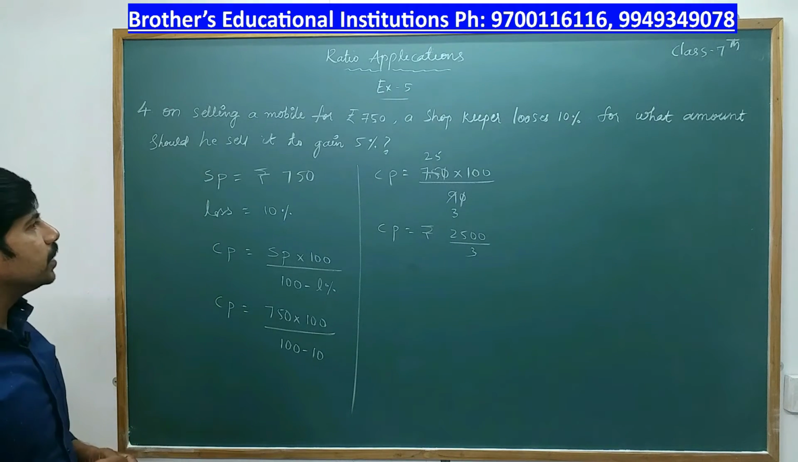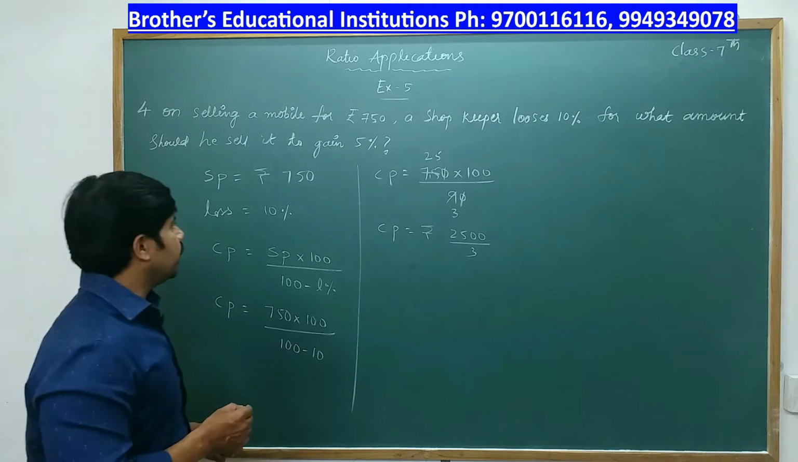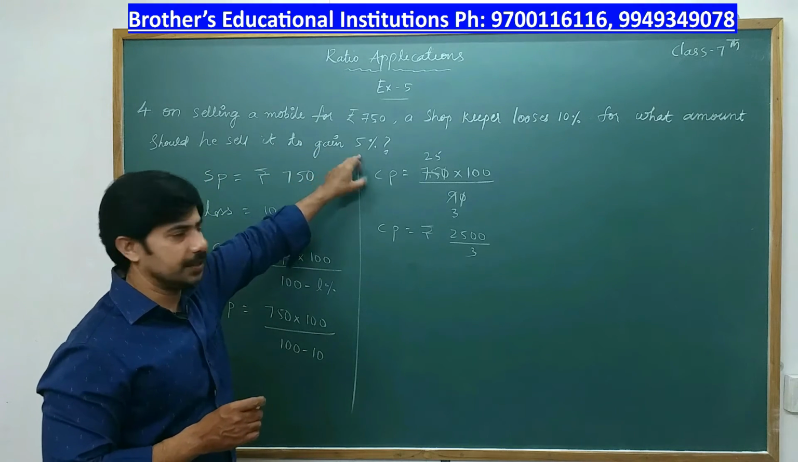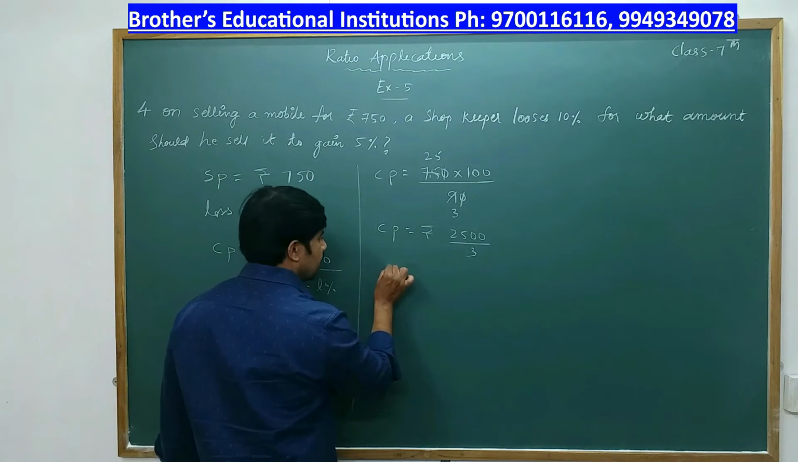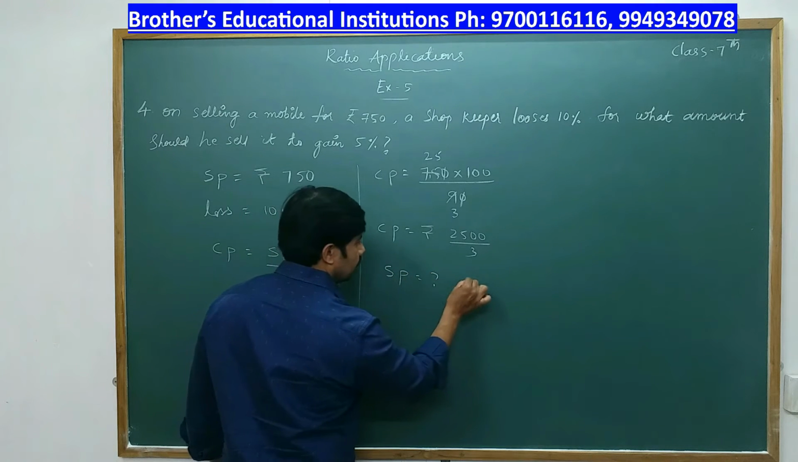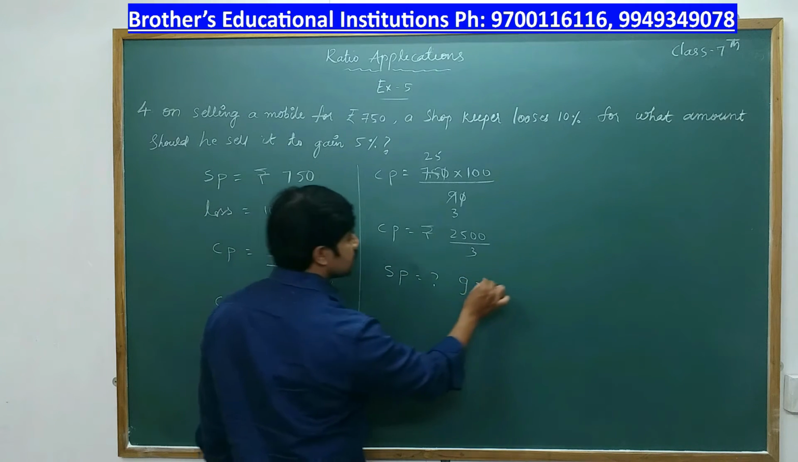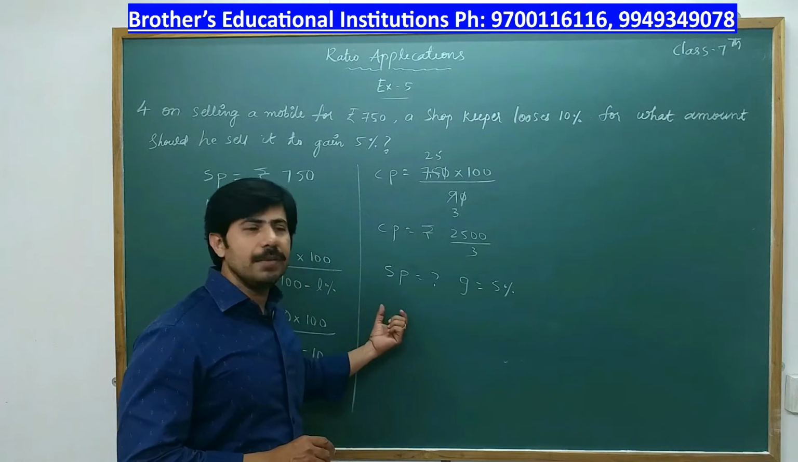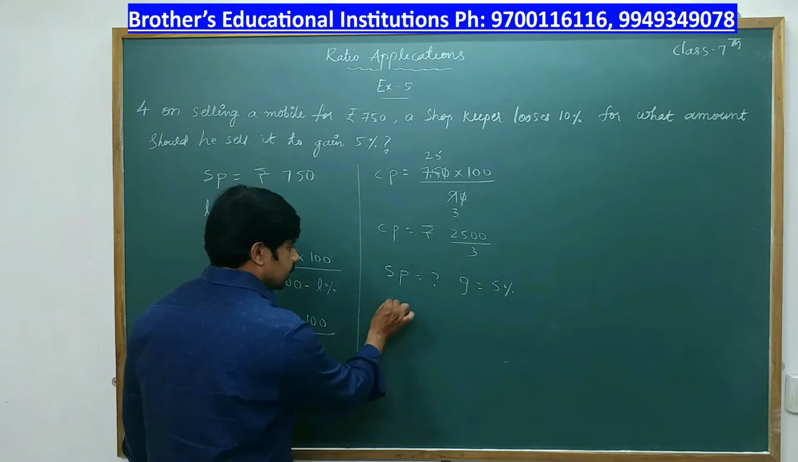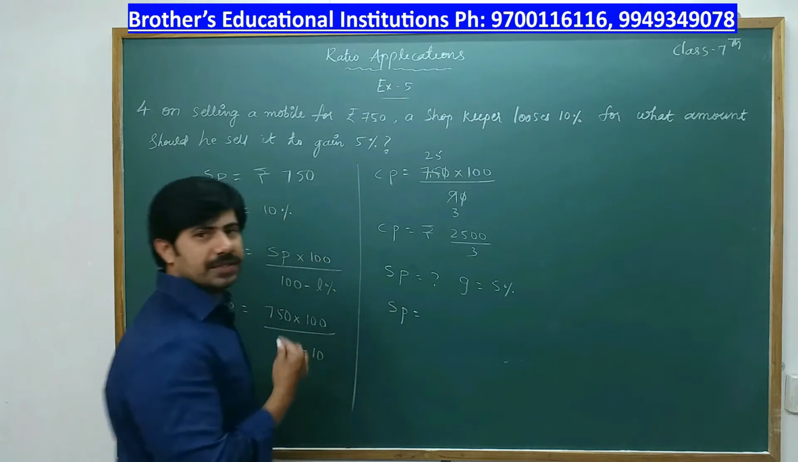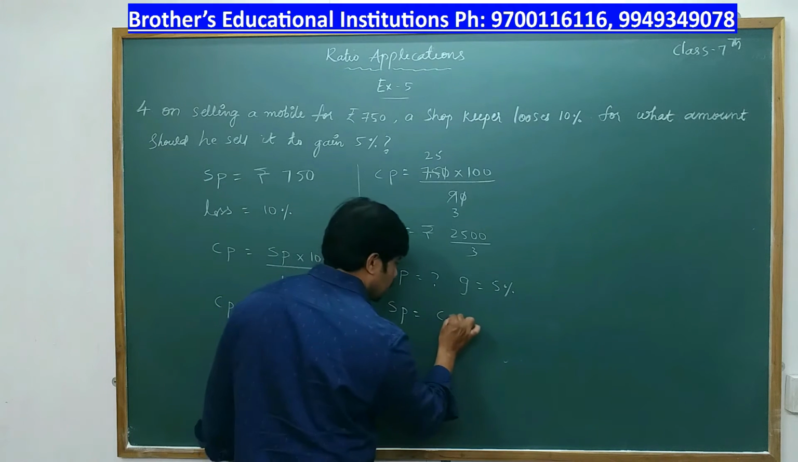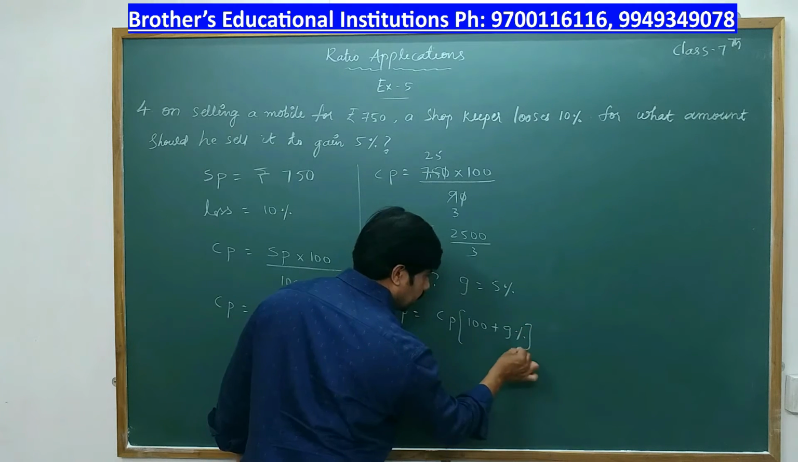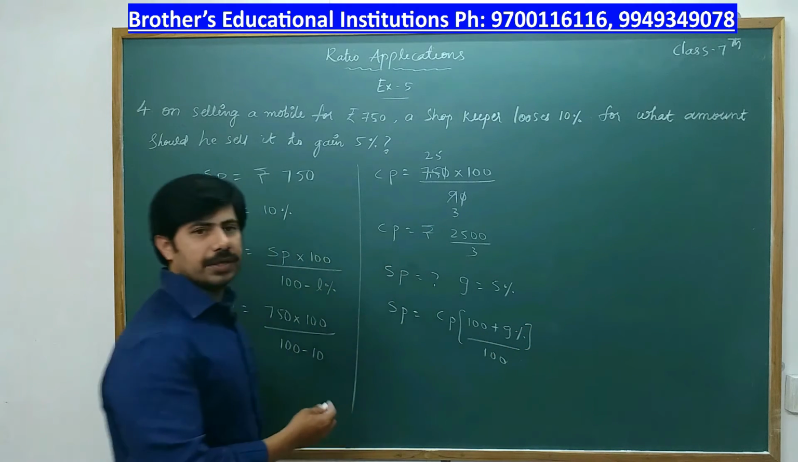Now we'll find out selling price when the gain is 5%. So now we'll find out selling price when we have gain. The formula of selling price when we have gain: selling price is equal to cost price into 100 plus gain percent by 100. Okay, so we'll substitute now.